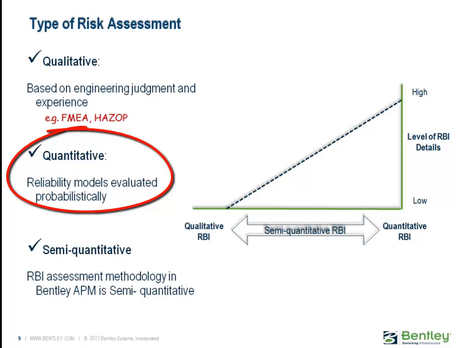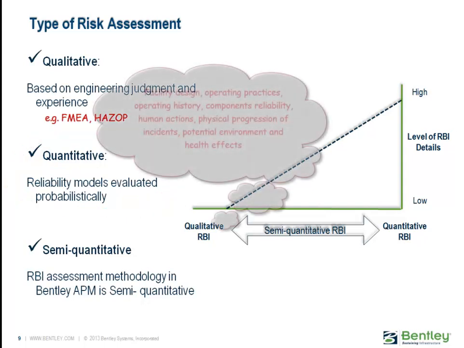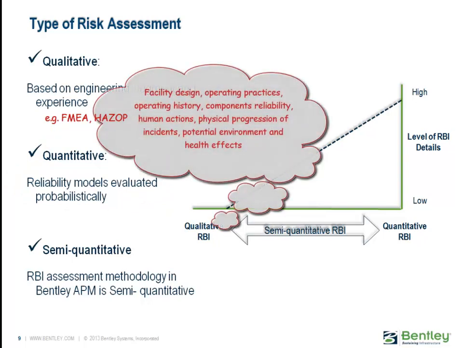Quantitative risk analysis identifies and outlines the combination of events that, if they occur, may lead to a severe event or other undesired consequences. Then it estimates the probability of occurrence for each combination and also estimates its consequence. Quantitative risk analysis generally integrates information about facility design, operating practices, operating history, component reliability, human actions, and the physical progression of incidents, and potential environmental and health effects.